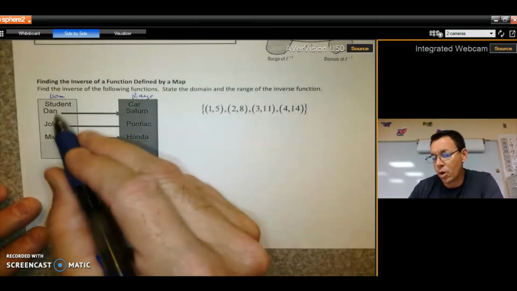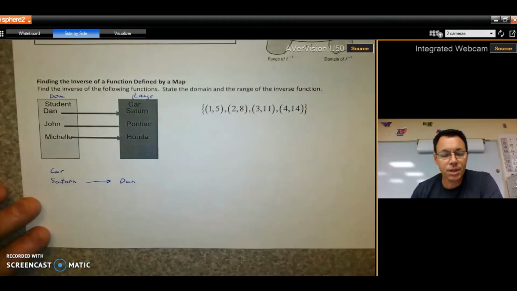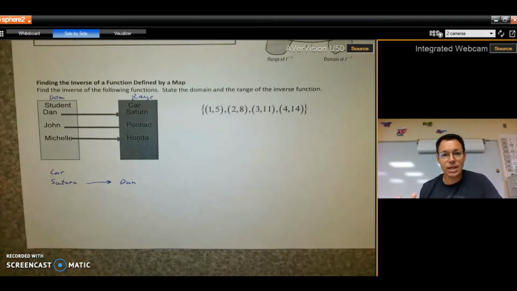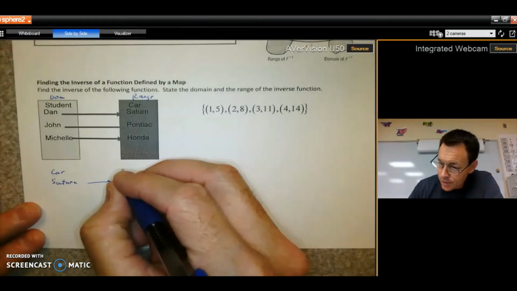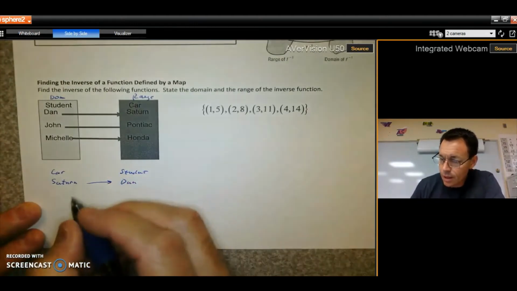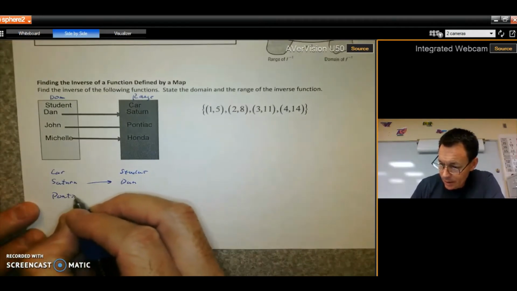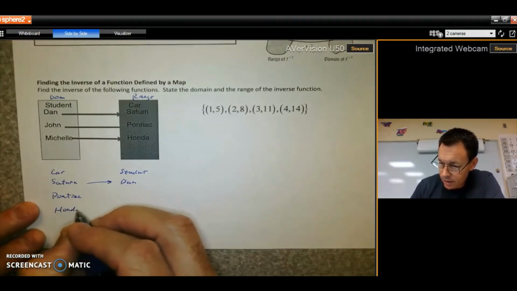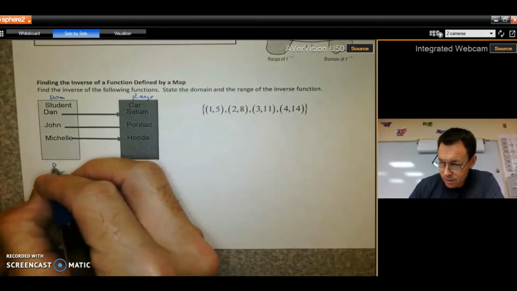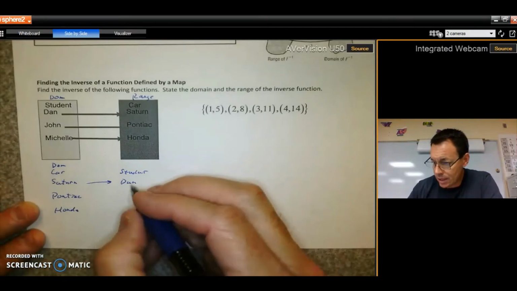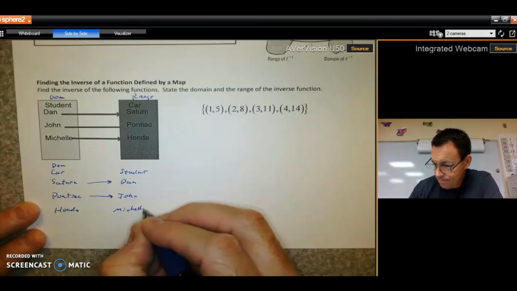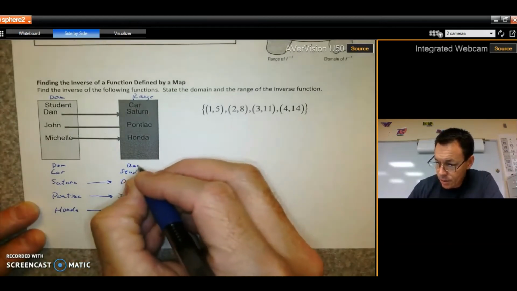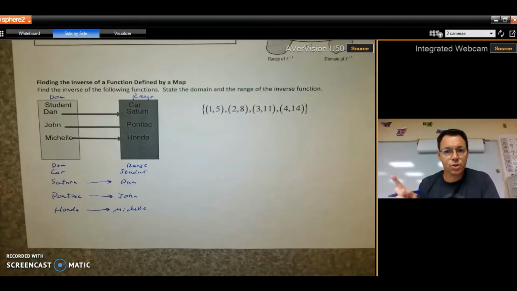So if there were multiple students that had a Saturn, this wouldn't be a one-to-one function, and I couldn't do that. I couldn't say, hey, there's a Saturn, and we'd say, well, we have no idea who that is. There's a bunch of kids that drive a Saturn. But in this case, this is a one-to-one function, so we can do that. So the Saturn, the Pontiac, and the Honda are the domain of this problem, and then the students, Dan, John, and Michelle, are the range of the inverse. Okay, so they just switch places.